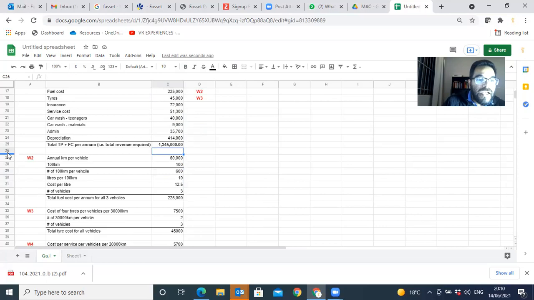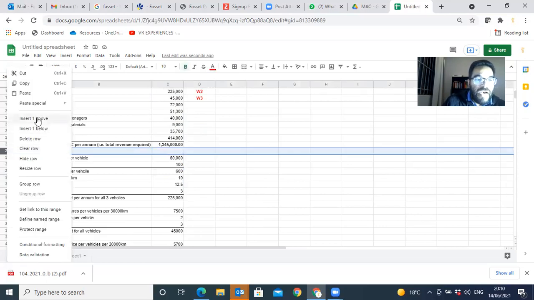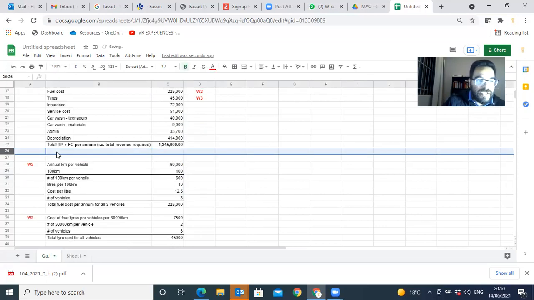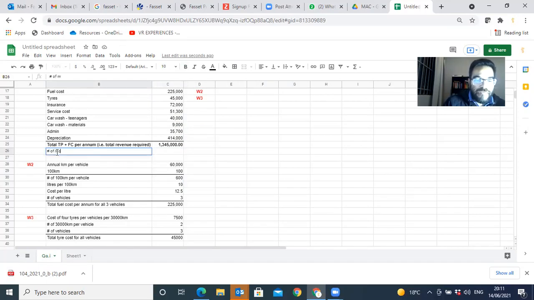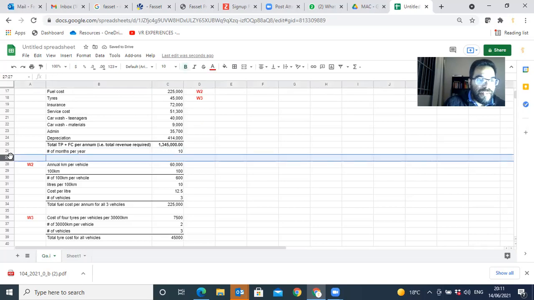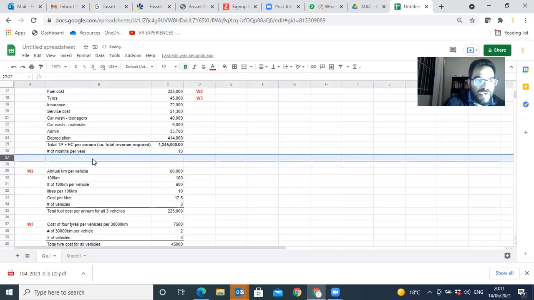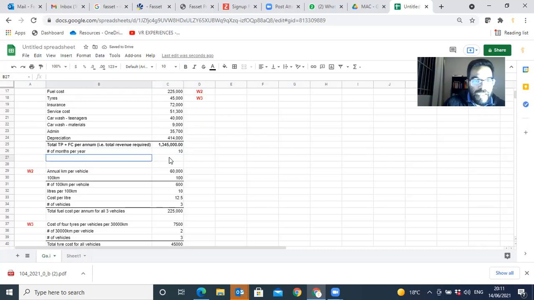But now remember, I don't want an annual revenue figure. I want a monthly revenue figure. So I just say number of months per year, that is 10. So revenue per month. So this will give me revenue per month.